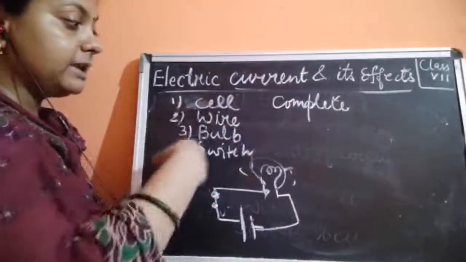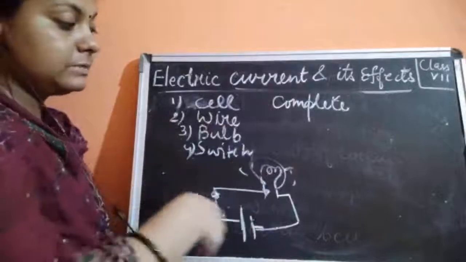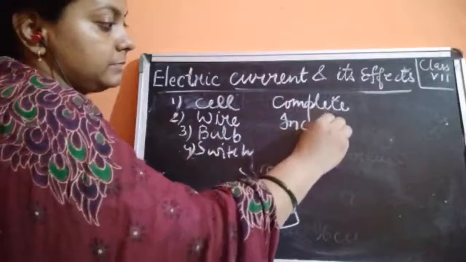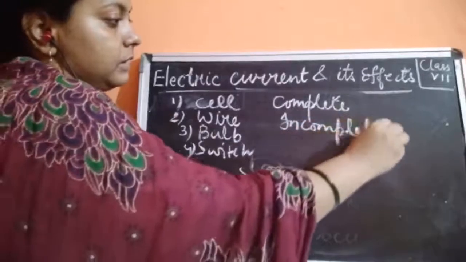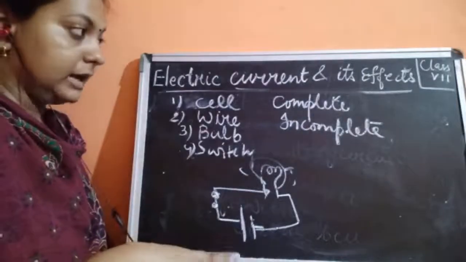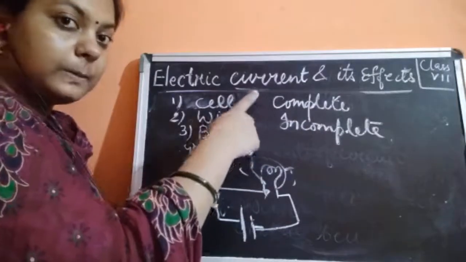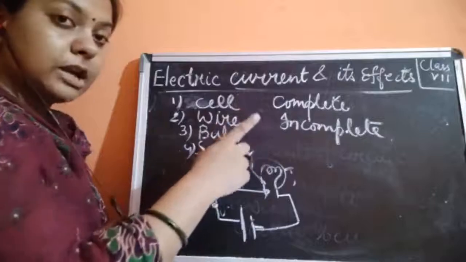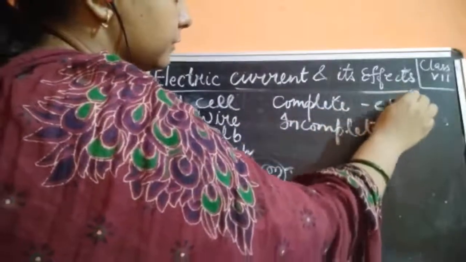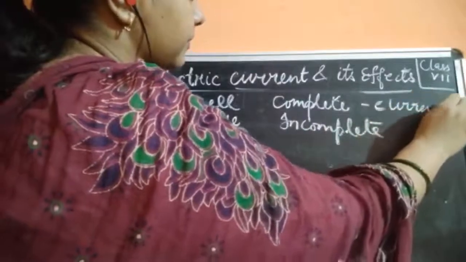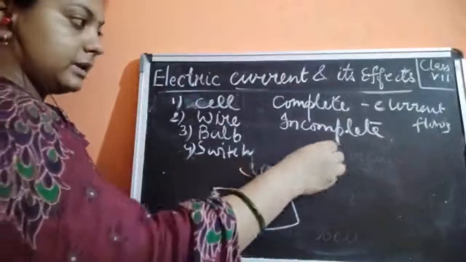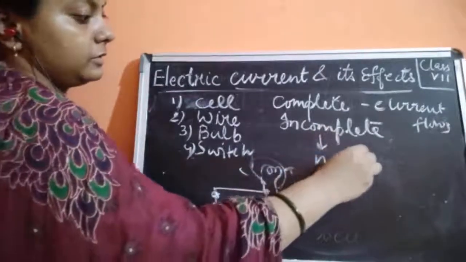Okay, and if something is missing from this, that is known as an incomplete circuit. Or in other words, we could say, what is a complete circuit? A complete circuit means it is a circuit where electric current flows. But an incomplete circuit is a circuit where no current flows.